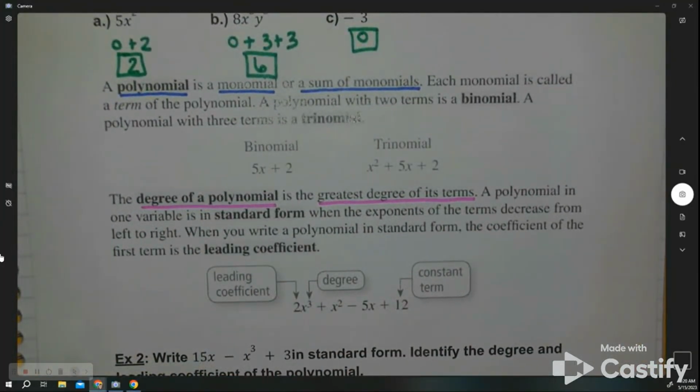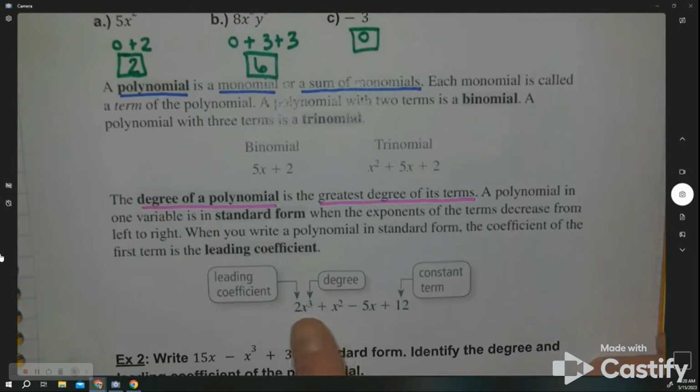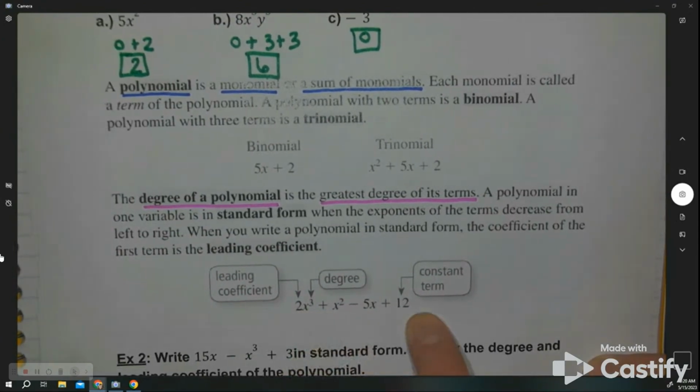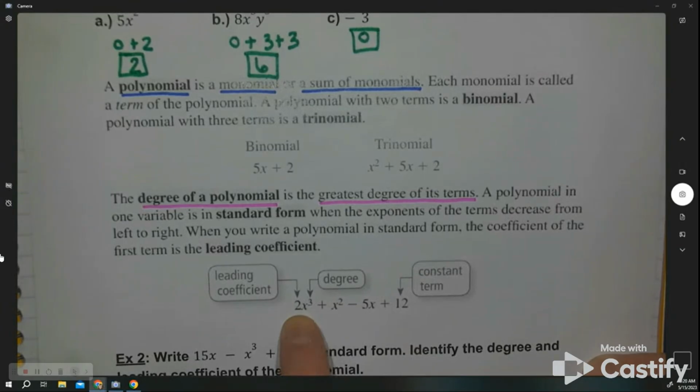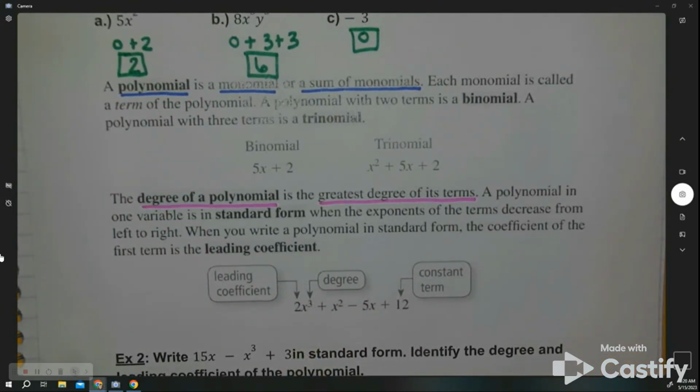When you write a polynomial in standard form, the coefficient of the first term is the leading coefficient. So we're writing these in order from the greatest degree to the least degree, and the number right in front of that greatest is your leading coefficient. So the greatest degree here was 3, and our leading coefficient would be that 2 that's attached right in front there. So let's take a look at how we would do this.